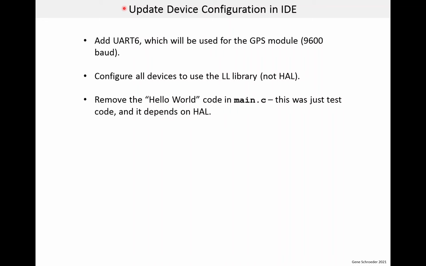Here's a list of things we need to do in the device configuration tool in the IDE. We will add support for UART6. UART6 will be used to talk to the GPS module. I happen to know that the baud rate of that module is 9600, and we'll set that. Then we'll configure all devices to use the LL libraries rather than the HAL libraries. And finally, we will remove the hello world code that we had put in main.c. That was just test code to verify the console. And that code depends on HAL, which we are removing.